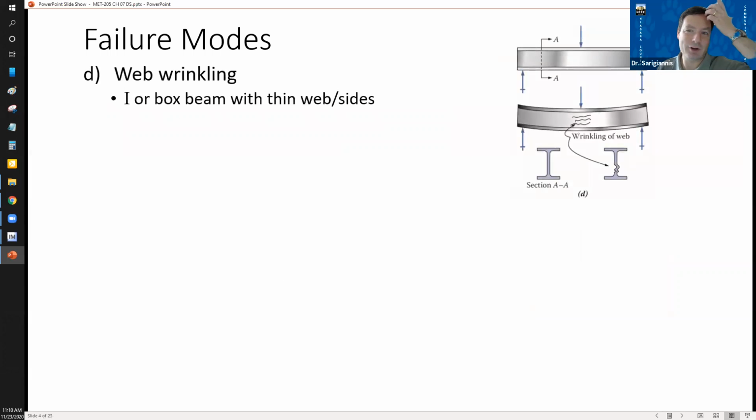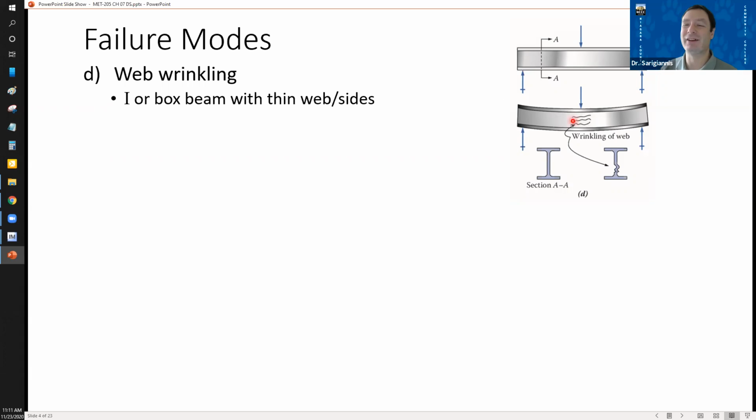Let's see, a few more. Web wrinkling. I just took these right out of your books. I just thought they were cool to go through, because I don't think a lot of people think about failures of beams, and you hope you don't see it very often in your day-to-day life, because that would mean that things are not working properly. So this is not something that I think most people get exposed to. I think it's worth going through.